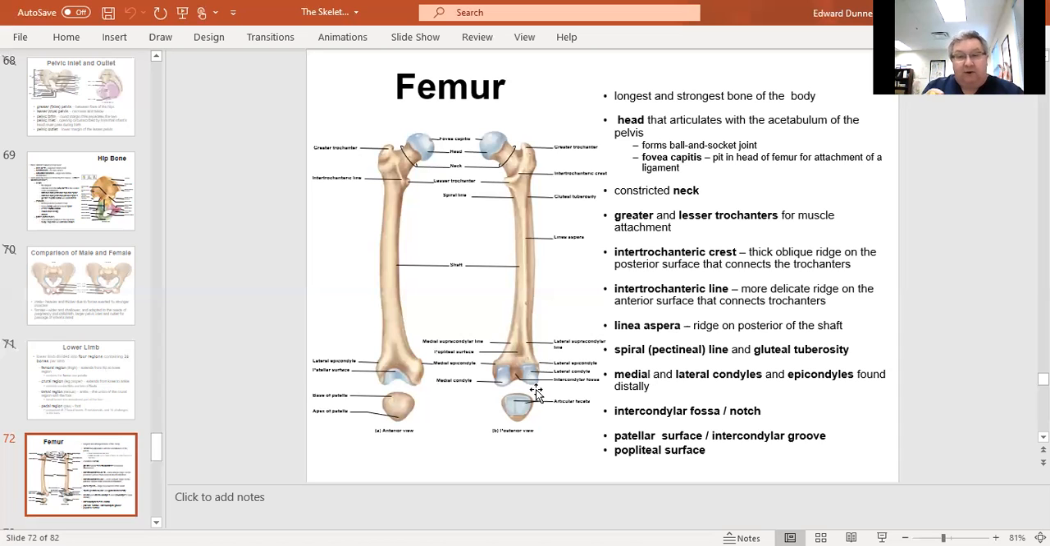Remember, rectus femoris has its origin at the AIIS. At the greater trochanter of the femur, we have gluteus medius, gluteus minimus, and gluteus max. All the glute muscles attach to the greater trochanter. The piriformis, the lateral rotator you must know, has its insertion on the greater trochanter itself.